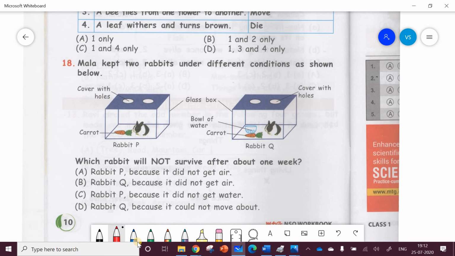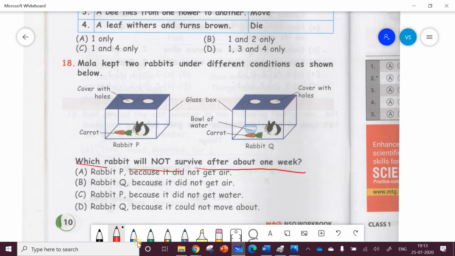Which rabbit will not survive? Yes, here. Which rabbit will not survive after 1 week? Which one do you think will not survive after 1 week? Not survive. Which one will die? He will die. Which one? Please read it out. Now it is rabbit P or rabbit Q.